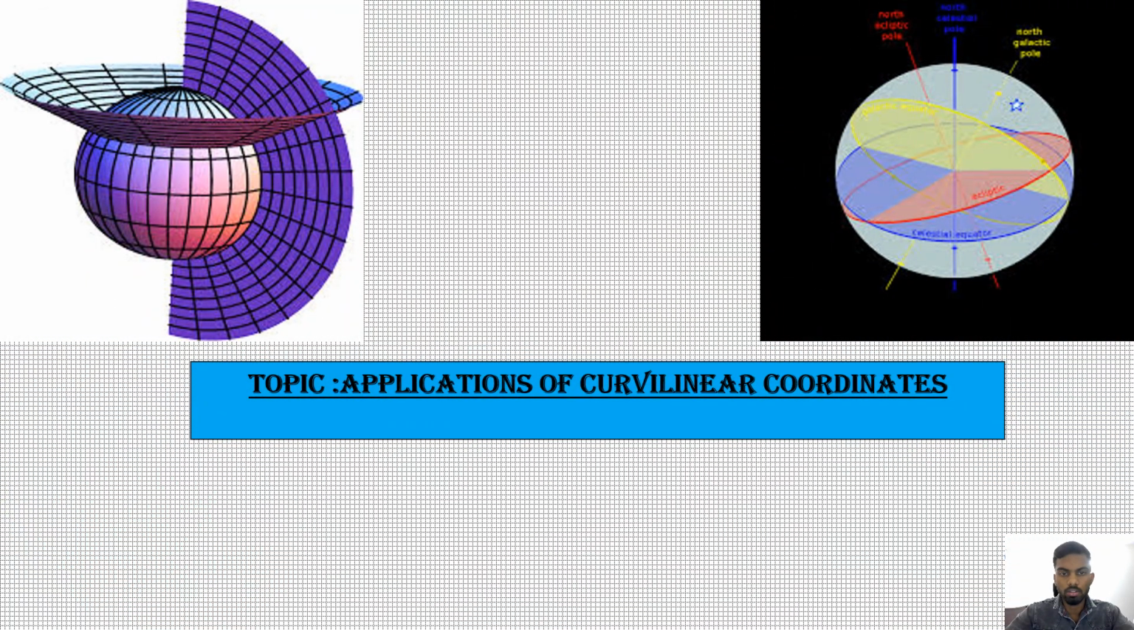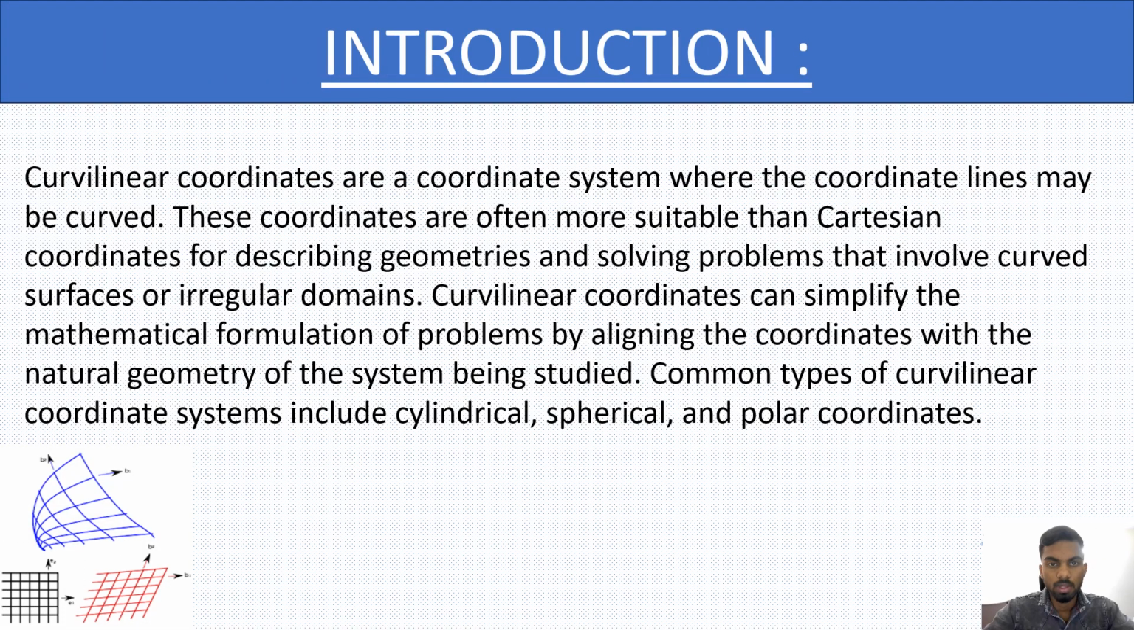The topic which we are going to discuss today is applications of curvilinear coordinates. Let's know about curvilinear coordinates. Curvilinear coordinates are a coordinate system where the coordinate lines may be curved. These coordinates are often more suitable than Cartesian coordinates for describing geometries and solving problems that involve curved surfaces or irregular domains. Curvilinear coordinates can simplify the mathematical formulation of problems by aligning the coordinates with the natural geometry of the system being studied. Common types of curvilinear coordinate system include cylindrical, spherical, and polar coordinates.